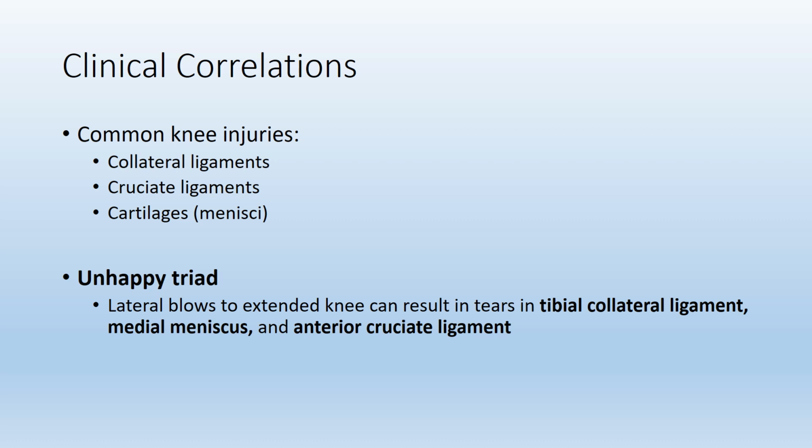The unhappy triad means that three structures are injured. Usually this occurs from a lateral blow to an extended knee. So this is often seen in football players, soccer players, or basketball players who plant their foot and change direction quickly. The unhappy triad includes the three following structures: the tibial or the medial collateral ligament, the medial meniscus, and the anterior cruciate ligament or the ACL.